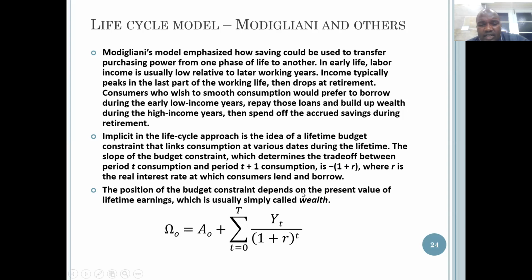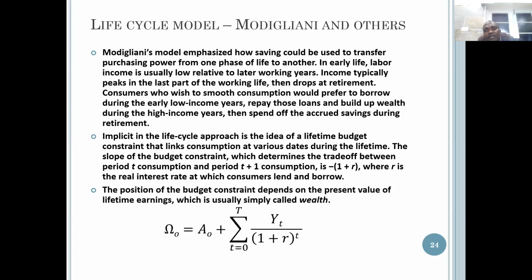The position of the budget constraint depends on the present value of lifetime earnings, which is usually simply called wealth. Just the basic equation for the present value of the lifetime earnings is that the present value is omega with subscript zero, which is equal to A zero, the level of income that is independent of the level of interest rate. Like when a person is learning, their parents' accumulated savings. It's not related to the interest rate. Plus the part which is sensitive to the interest rate, which is a summation of all the lifetime earnings, which is sensitive to the interest rate or what is going on in the banking system.